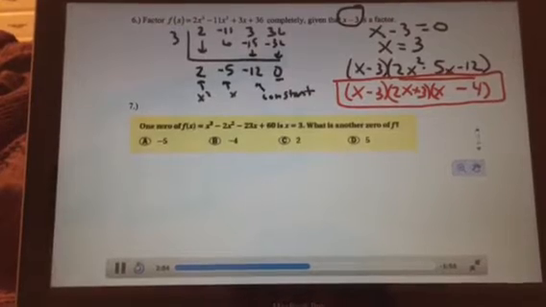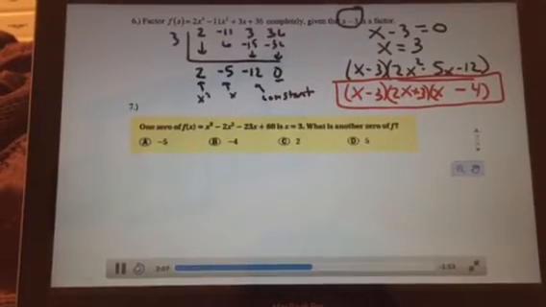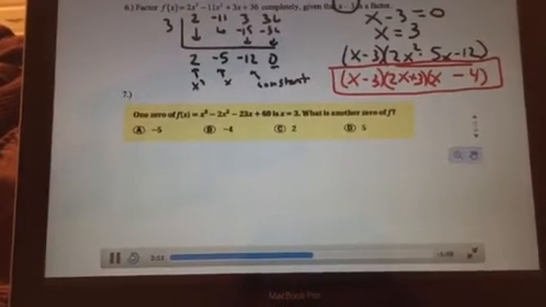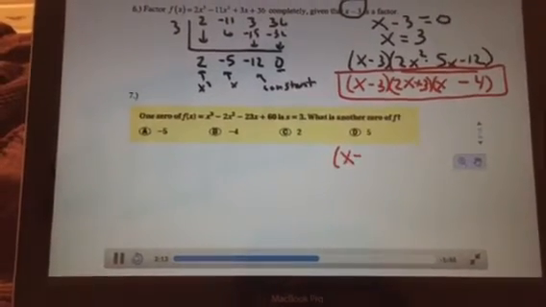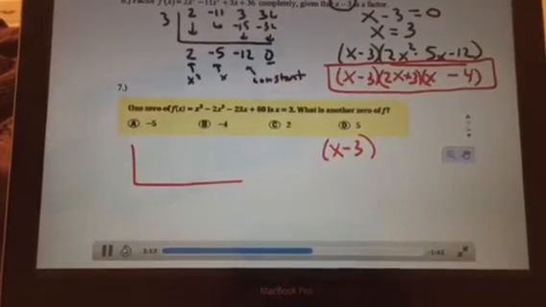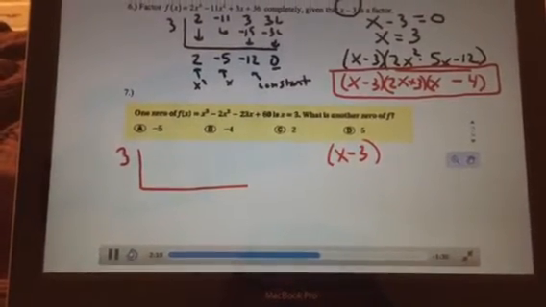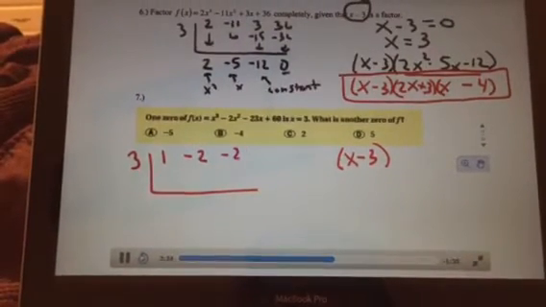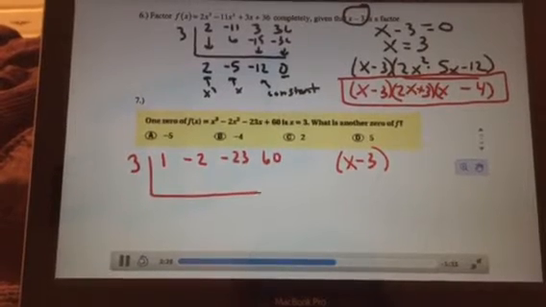So number 7, one zero of the polynomial is x equals 3. What's another zero? Well, first of all, let's also realize that if x equals 3 is a zero, that means that x minus 3 is one of the factors. But to find the others, I do synthetic division. So I'm evaluating for 3. Leading coefficients are 1, negative 2, negative 23, and 60.